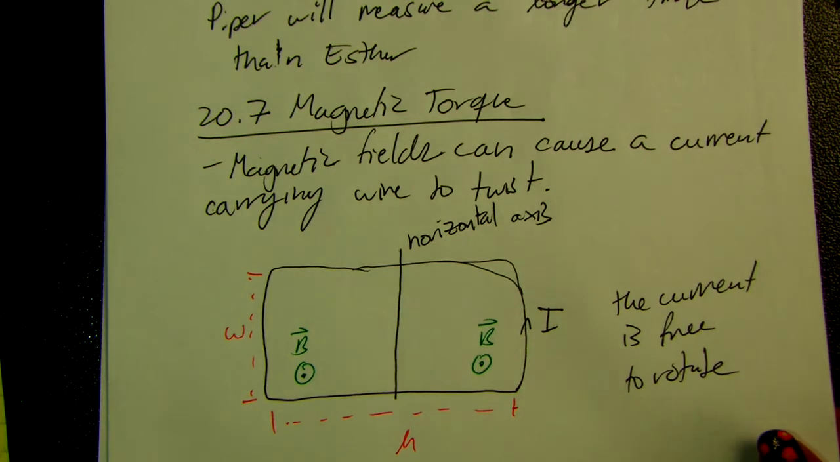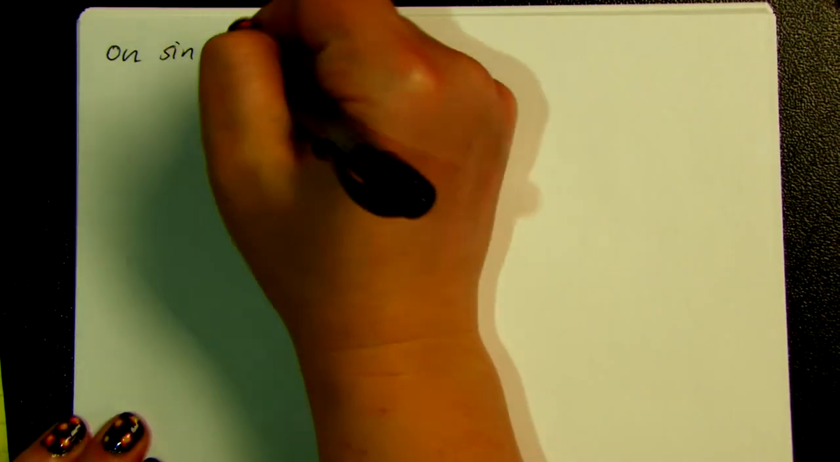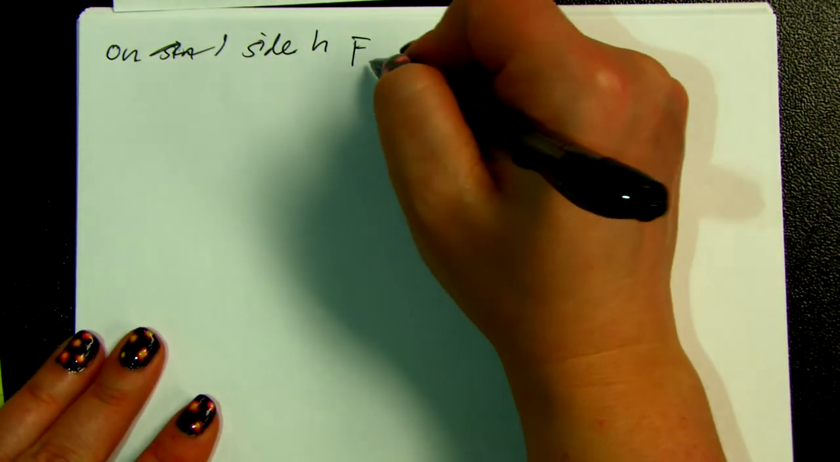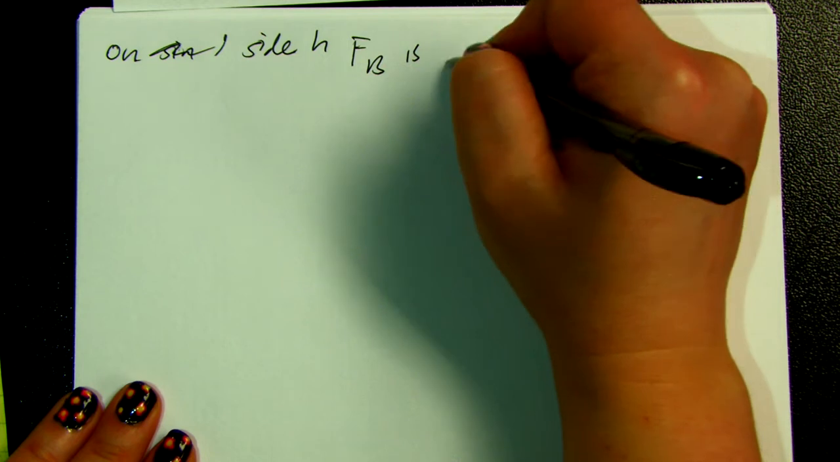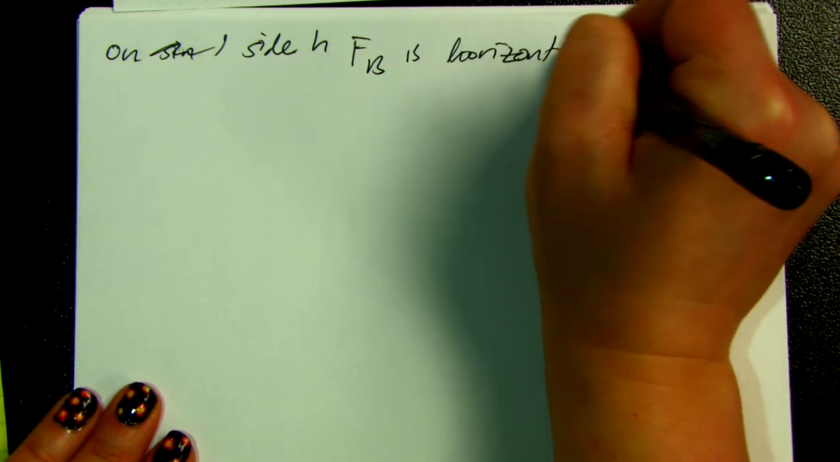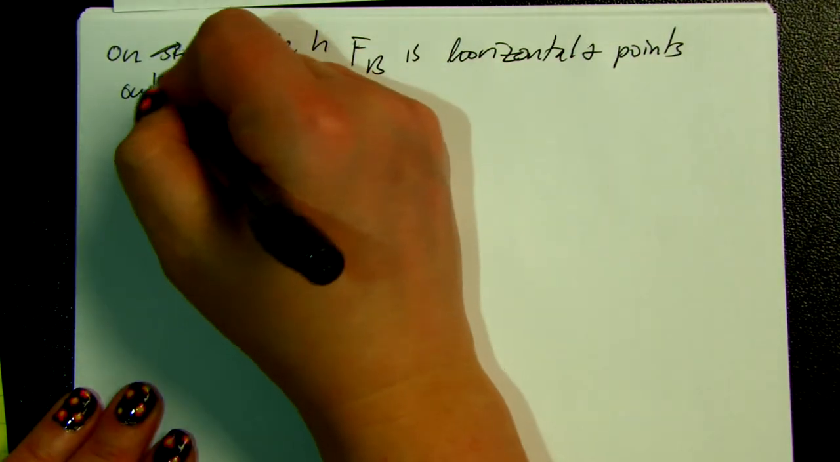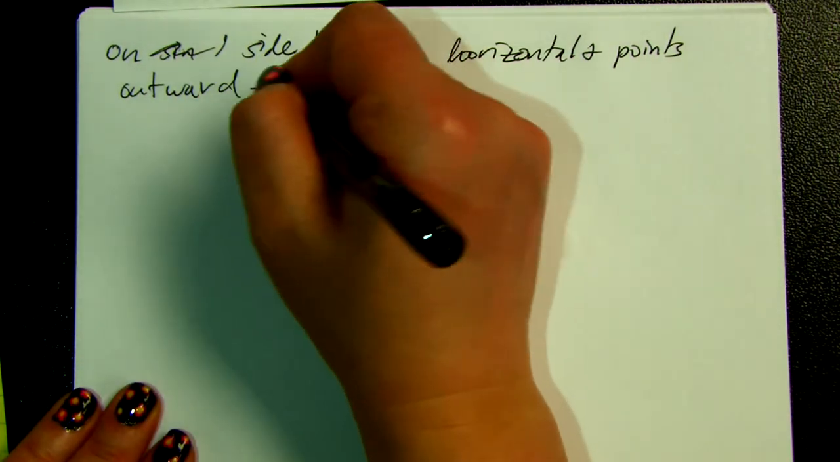All right, so on side H, so I'm going to actually leave this picture where I can, so we're going to look at side H right here. We can see that the magnetic force is horizontal and points outward. And this will result in stretching the loop.